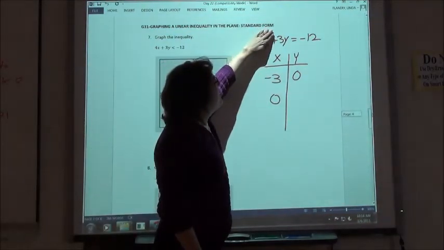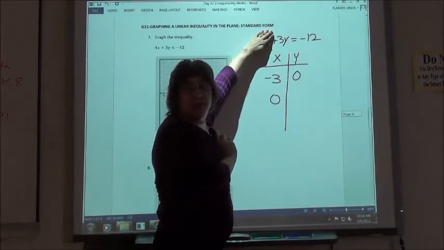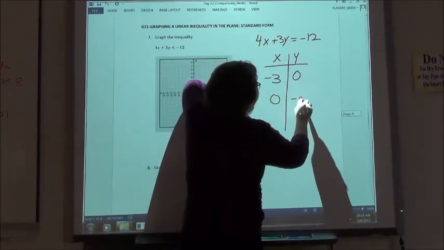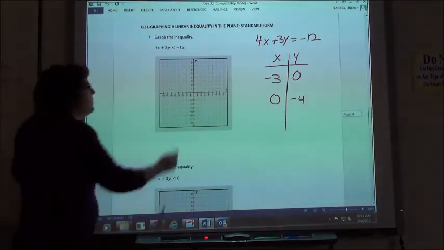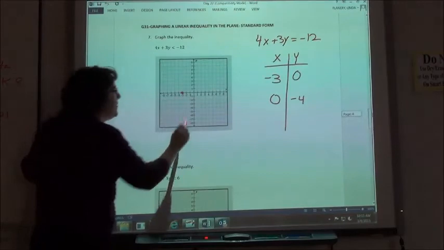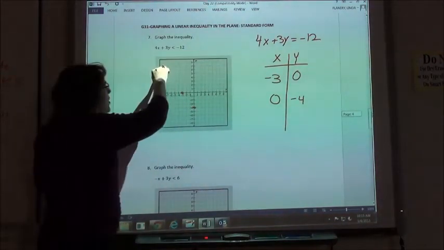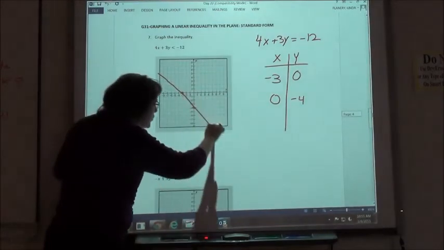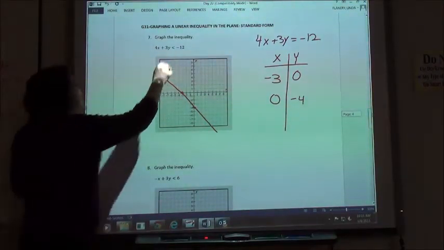If I put 0 in for x, I get rid of my x term. -12 divided by the coefficient of y of 3 gives me -4. So my x-intercept is at -3. My y-intercept is at -4. I have my 2 dots. I can now draw my line. Again, I double check. Should that line be solid or should it change to a dash line? It's going to have to be a dash line.